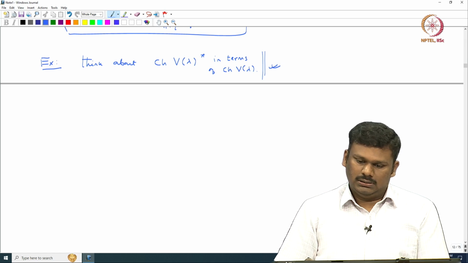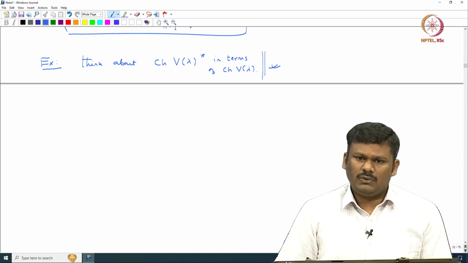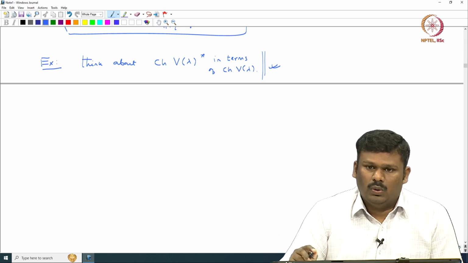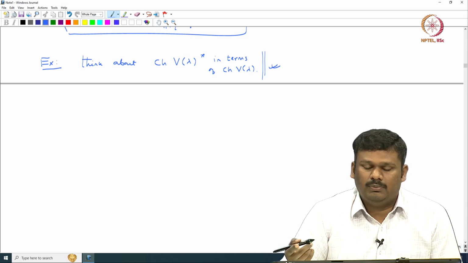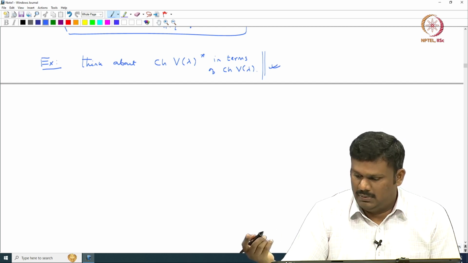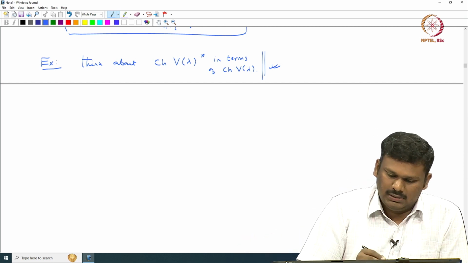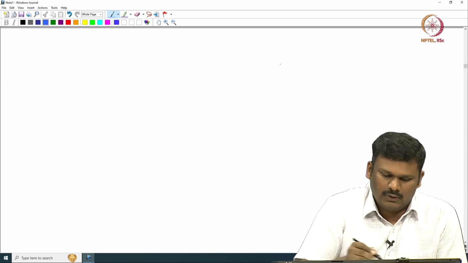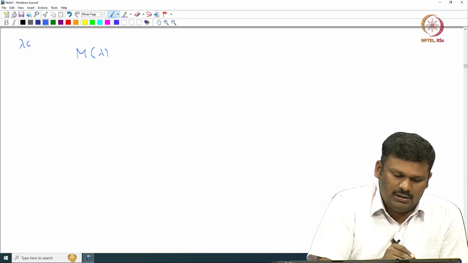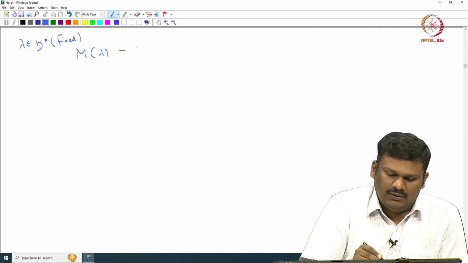Now let us focus on the Verma module and try to understand what the character of the Verma module is, because that is going to play a bigger role in the proof of the Weyl character formula. So, let us call it M of lambda, where lambda is a fixed element and M of lambda is the Verma module associated with lambda.